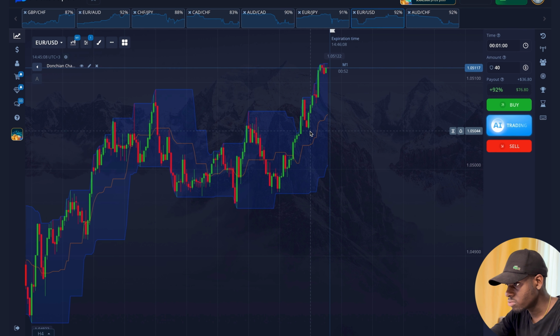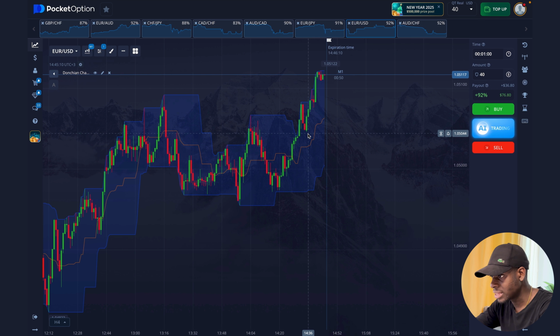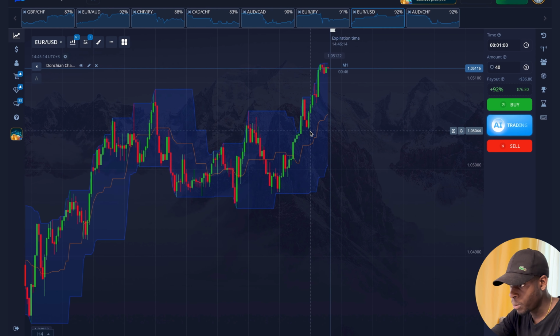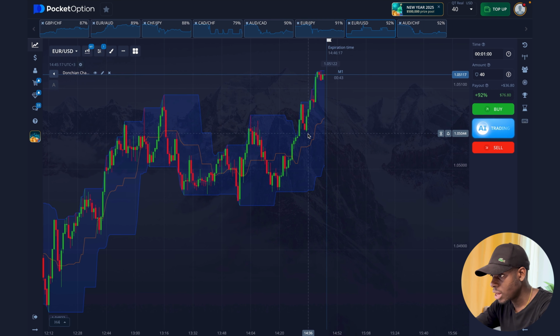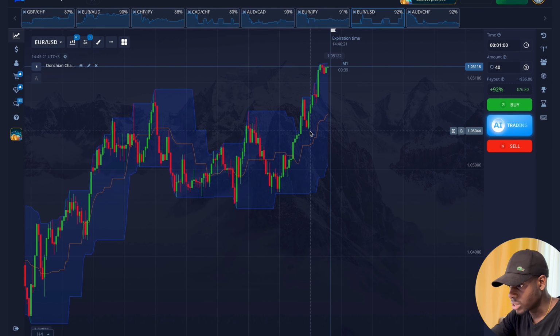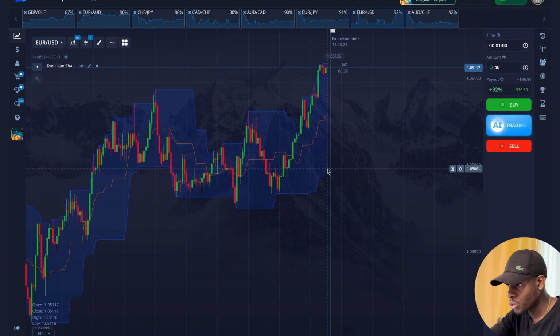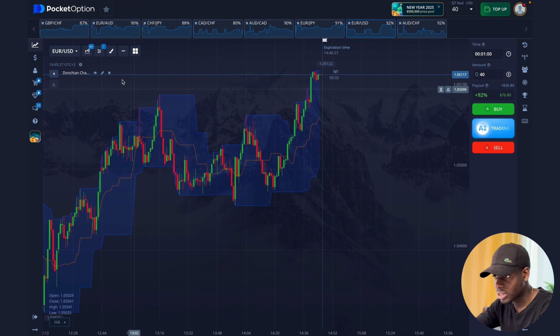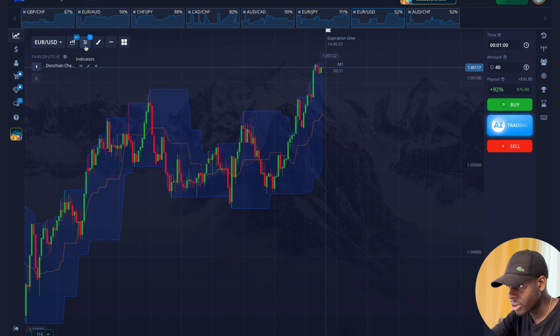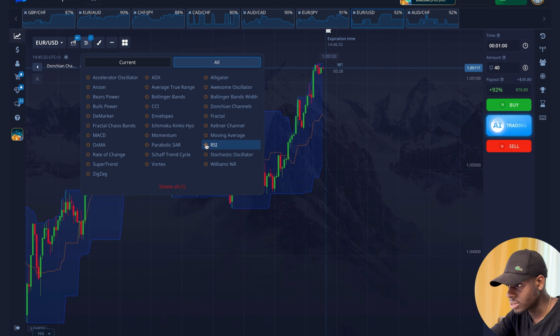So most traders just watch for the top and the bottom touches of the Donchian channel, and then you basically open a trade in the opposite direction. So you're going to be able to get entry points right at the touches. But I'm going to be showing you guys something more than just getting entries at the touches. We're going to pair it up with another indicator.